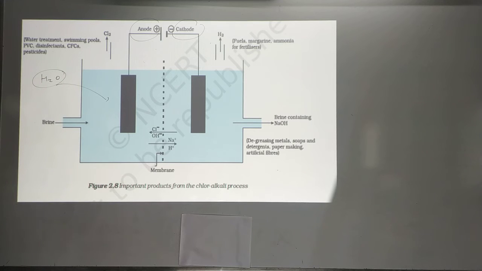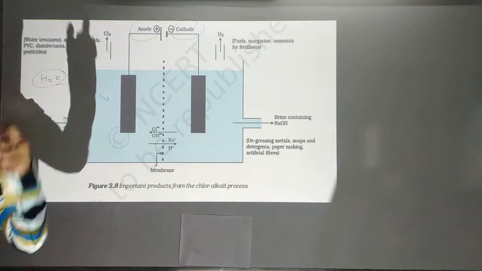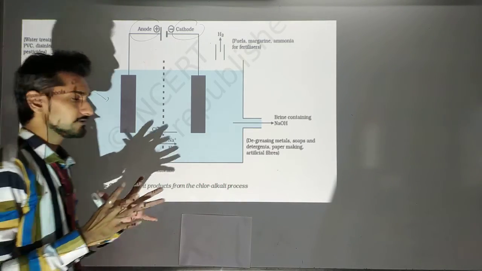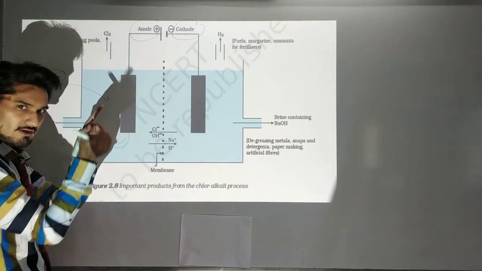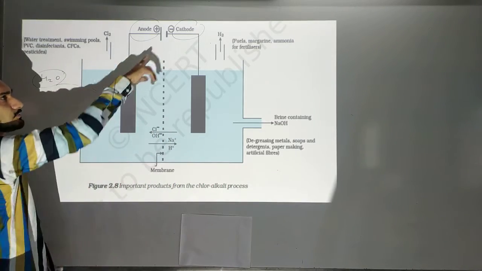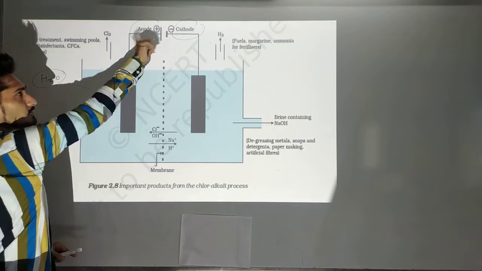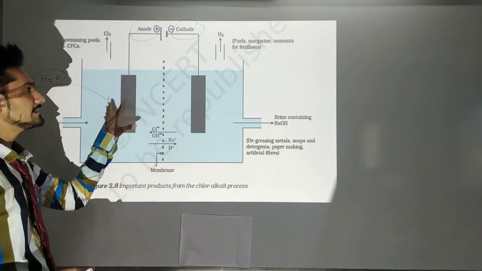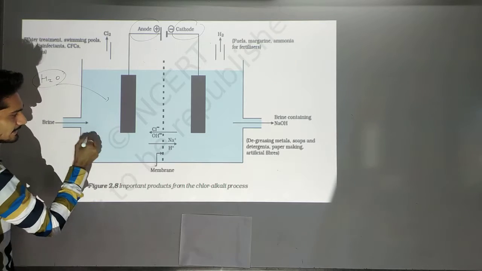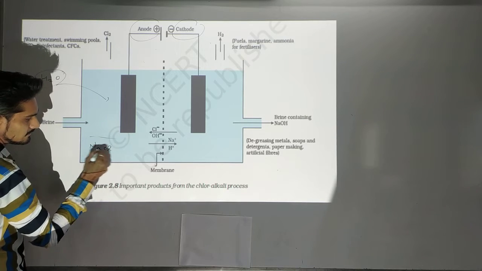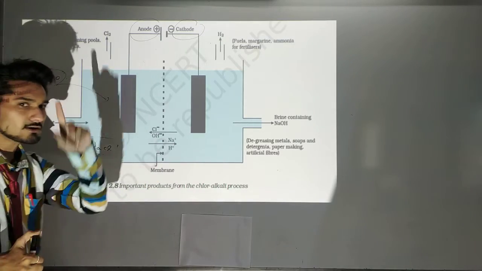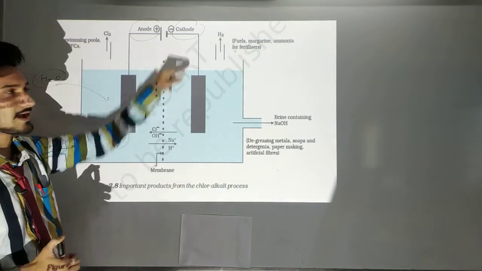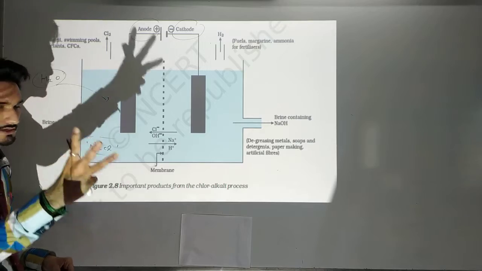I have done only a mixing process. I have not started the process yet. Okay, now we are going to do the process. What we have to do is switch on the supply, which will decompose the sodium chloride that is present in this water. This will get decomposed when I switch on the supply, and this gives three products.